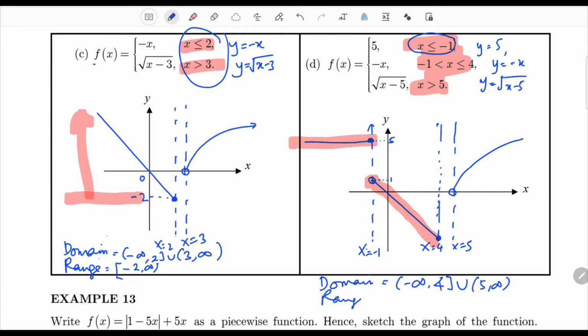Range will be from 4. So this is the least value of y that you can get. So that will be negative 4. Negative 4, not 4, negative 4. Up till, goes on and on to infinity.